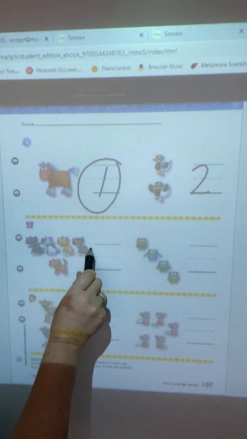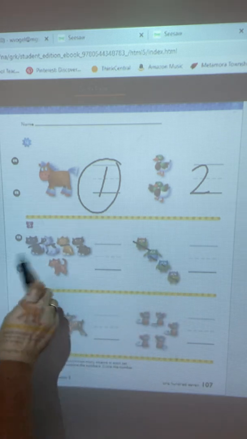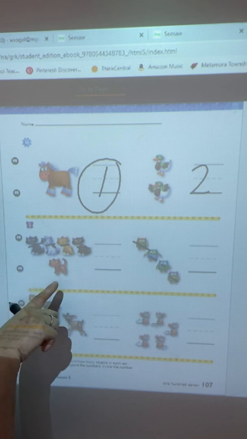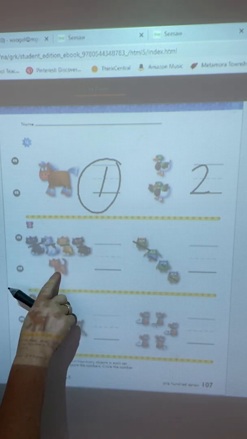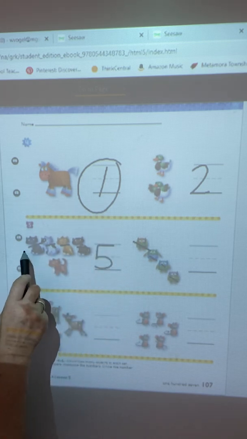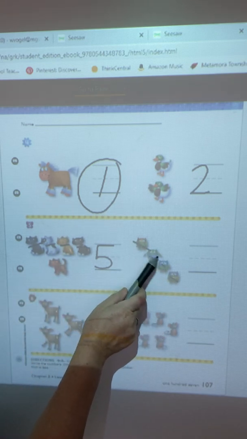1, 2, 3, 4. 1, 2, 3, 4. It does. So 4 and 4, but this one has another set, another number, or another cat. So if I have 4, 1, 2, 3, 4, plus one more makes 5. And we're counting 4. 5 comes after 4. 1, 2, 3, 4, 5. And how many owls? 1, 2, 3, 4.